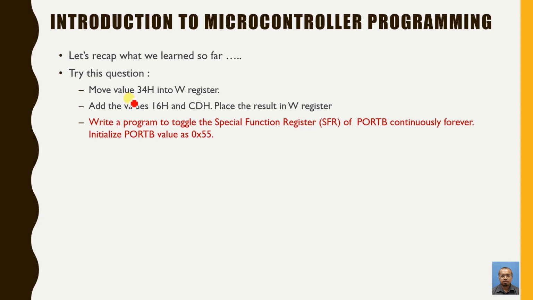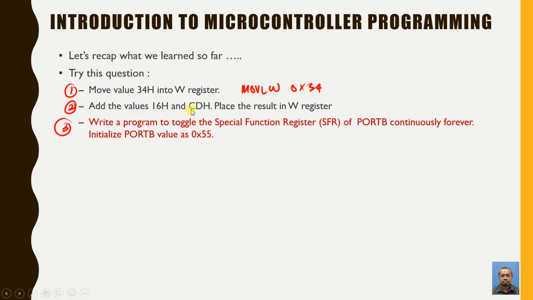By trying these questions, there are three different questions, number 1, number 2, and number 3. So number 1 is the simplest one. Move 34H into W register. So it's simple as MOVLW 0x34. Okay, as simple as that.